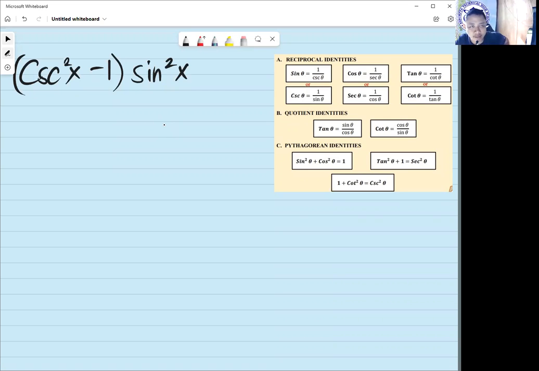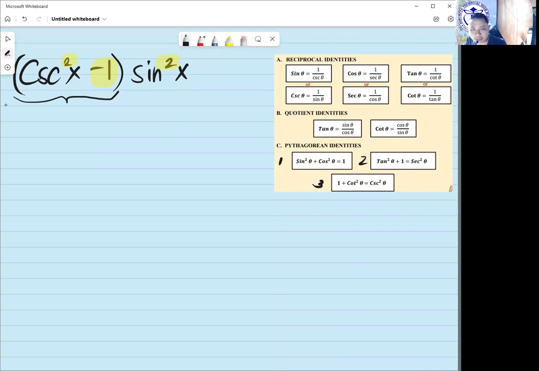We notice that there are squared terms in our given. So therefore, there's also this minus 1, the presence of 1. This is very sure that we will be using one of the Pythagorean identities. So looking at our given, we have here the cosecant squared x minus 1. And we also have these three Pythagorean identities, the 1, the 2, and the 3.